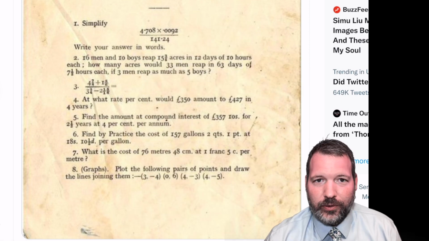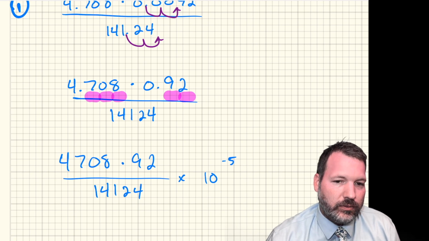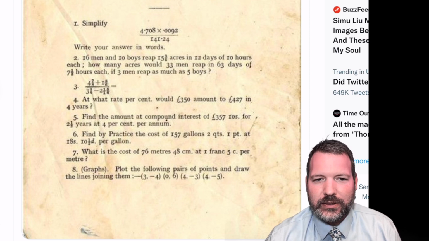Seems a little easier. And so clearly this is going to be a very small number because, well, it just is. Find the amount at compound interest of £357 10 pence. I don't know what that is.